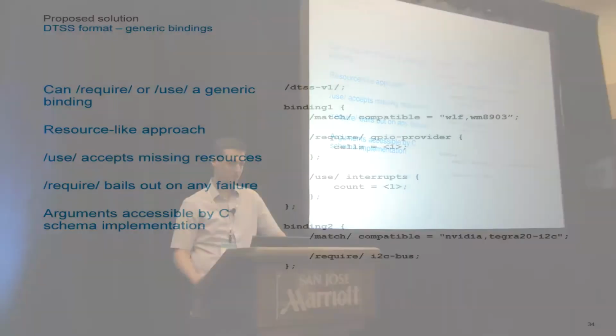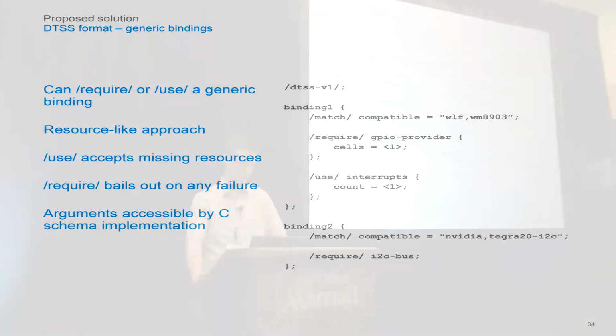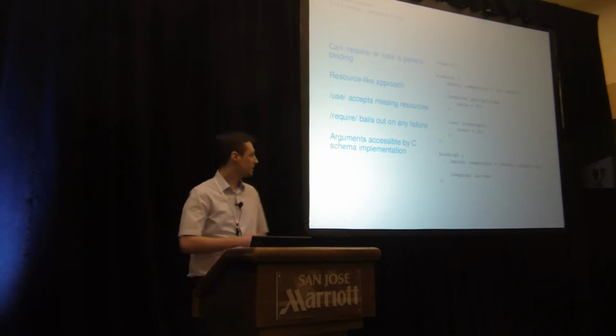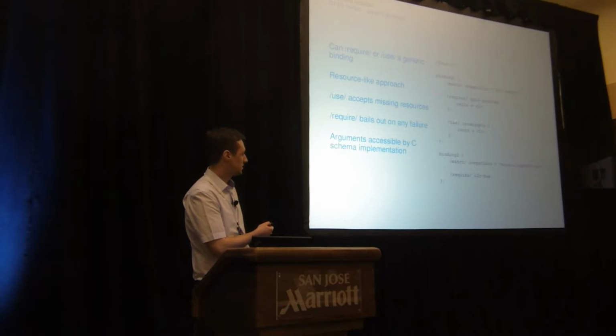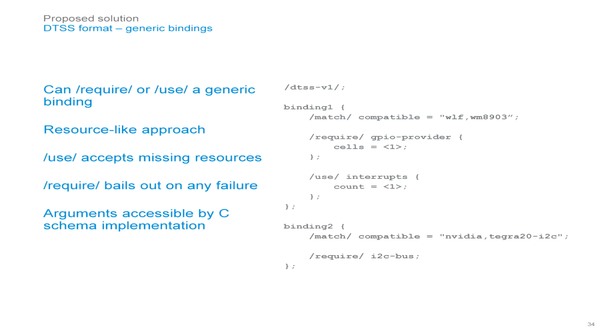The use keyword makes the tool treat the resource or the generic binding as something optional. So it fails only when there are parsing errors, not when properties are not present. Also, the arguments represented here as properties inside the DTSS nodes are available inside the C code just by parsing them like parsing a device tree. So basically, this looks like a device tree for device trees.